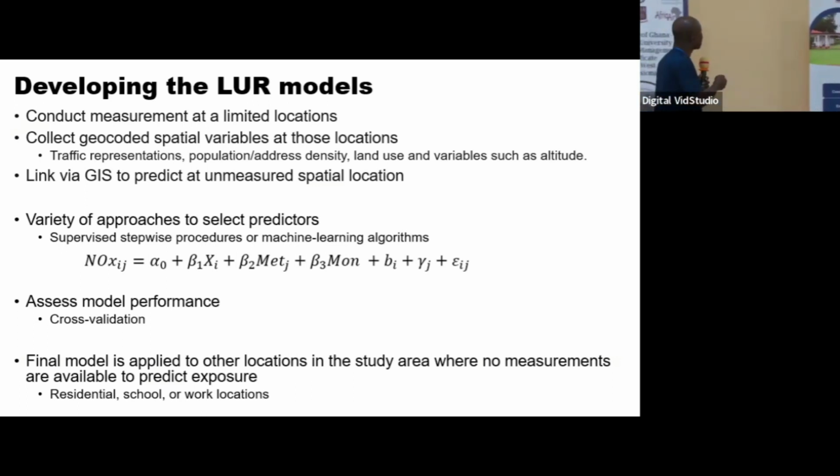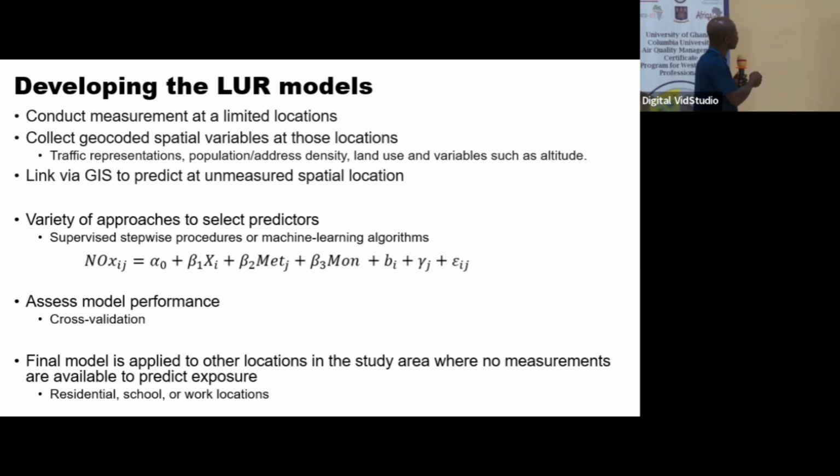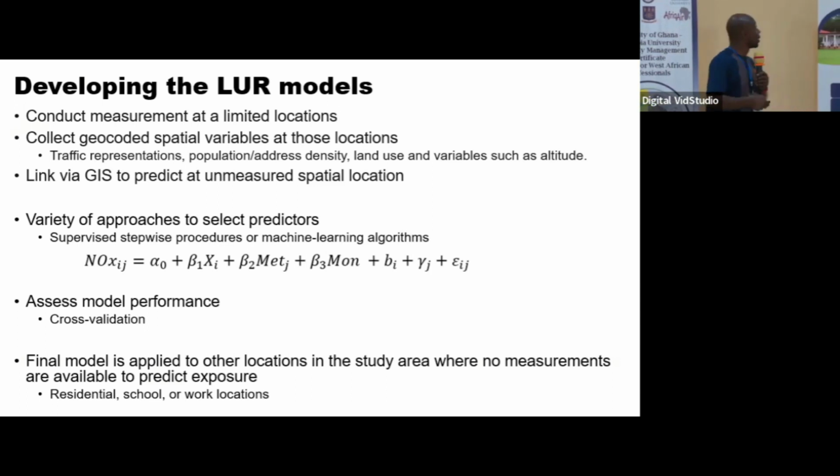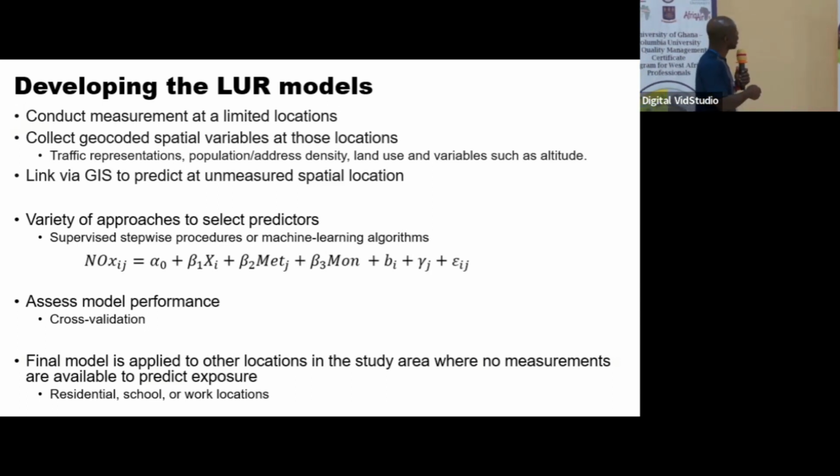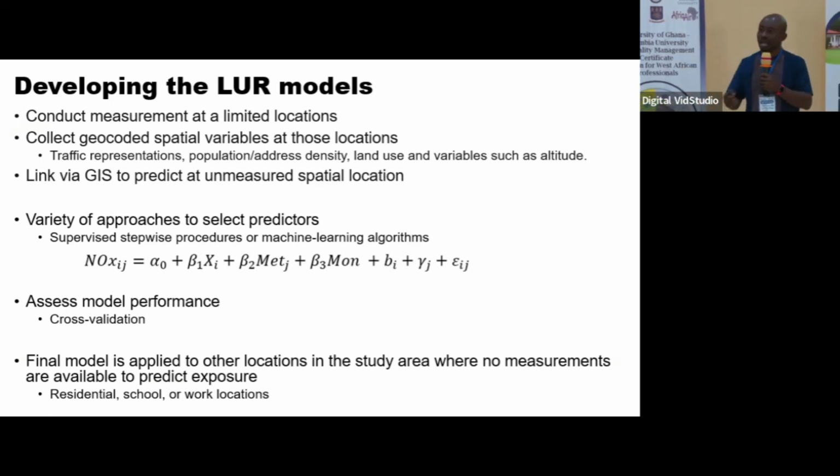So there are many approaches to selecting the variables. One of them is a stepwise approach, machine learning and so forth, but we'll talk a little bit about that later on. And then you have to assess how good this model is. And then after that, you apply that final model to places where you have not measured and predict at those places.